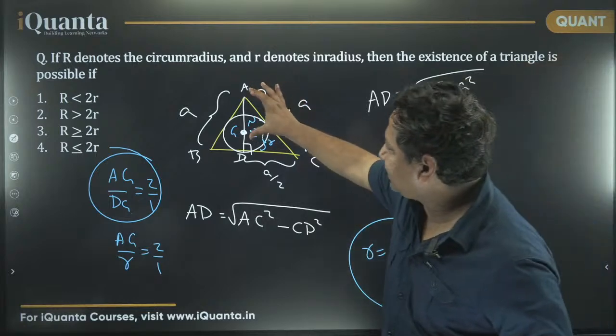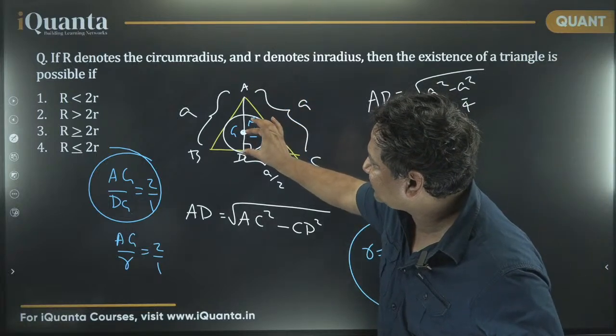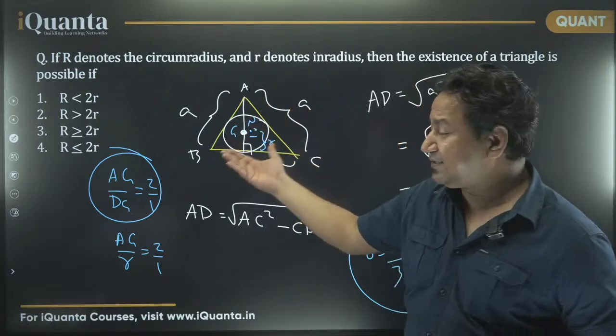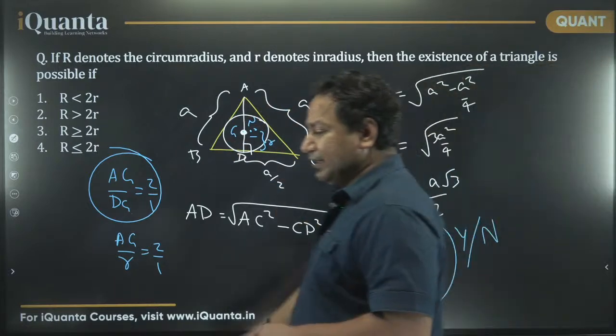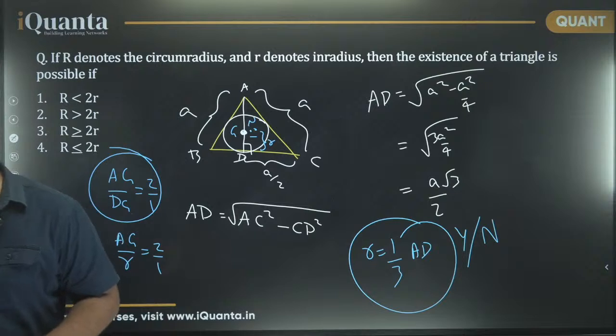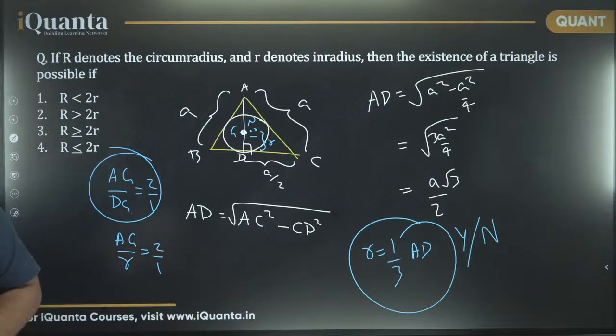There are three parts to it. Two parts are AG, one part is GD. So GD is the inradius. That means the inradius is 1/3 of the length of the median. I can definitely say that.